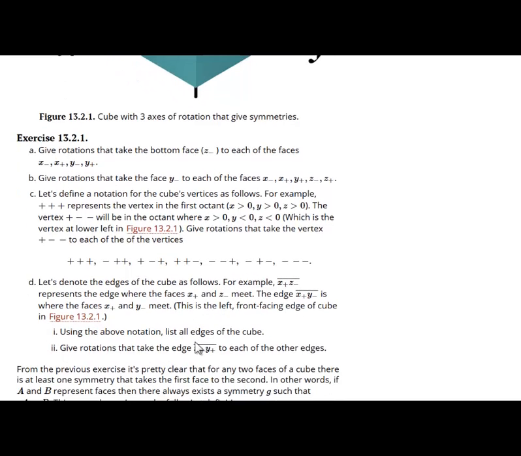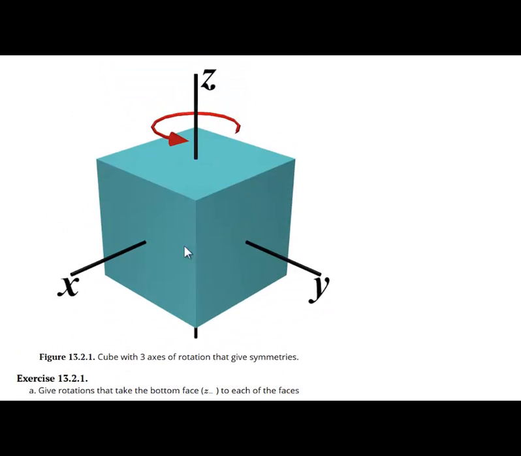All right. So we have a notation for faces and for vertices or corners. Now we need a notation for edges. So the edge, for instance, x plus z minus is the edge that joins these two faces. Here, the face x plus is this face here. Z minus is the face on the bottom. So x plus z minus would be this edge right here. All right, so that's a way of denoting edges.